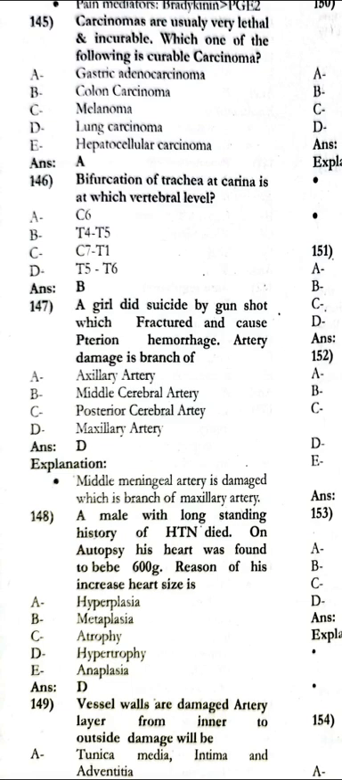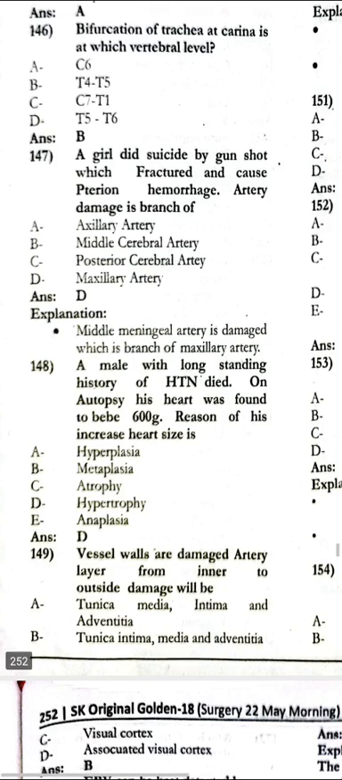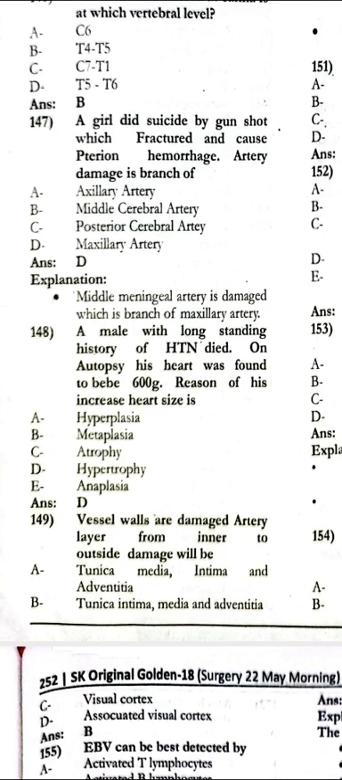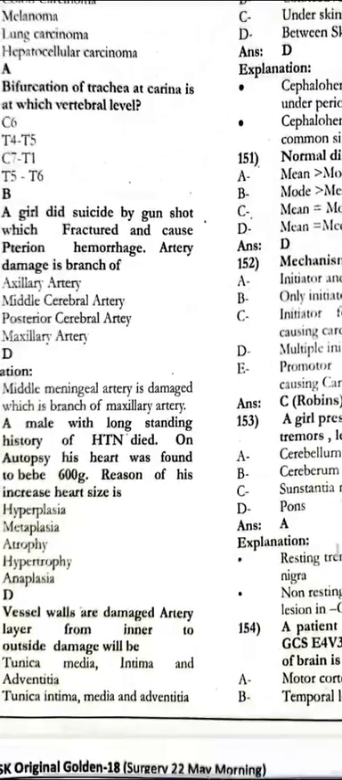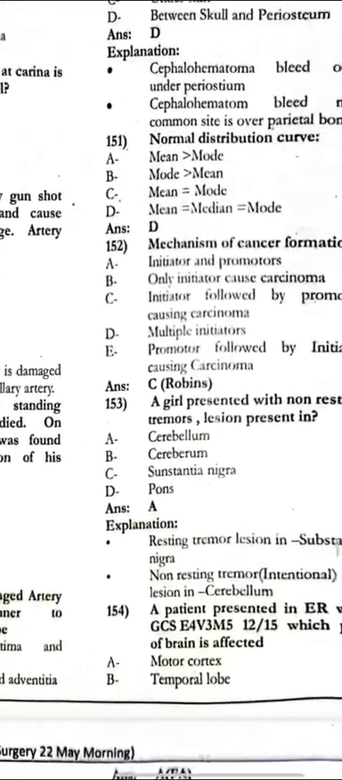A girl committed suicide with a gunshot, which fractured the skull and caused hemorrhage. The artery damaged is a branch of the maxillary artery. A male with a long-standing history of hypertension died. On autopsy, his heart was found to be 600 gram. The reason for the increase in heart size is hypertrophy. The vessel layers damaged from the inner to the outside are tunica intima, media, and adventitia.